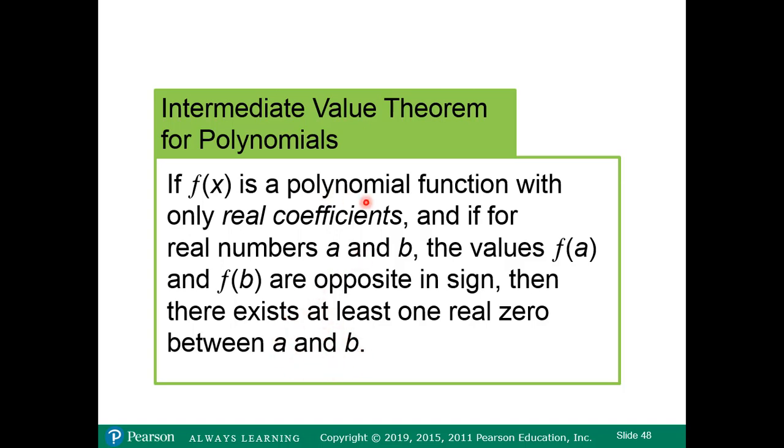In other words, because it's a polynomial function with real coefficients, we know it's smooth and we know it's continuous. So if part of the graph here is above the x-axis and part of the graph here is below the x-axis, then it must be true that there must be at least one point between the two values of x where the graph is equal to 0.